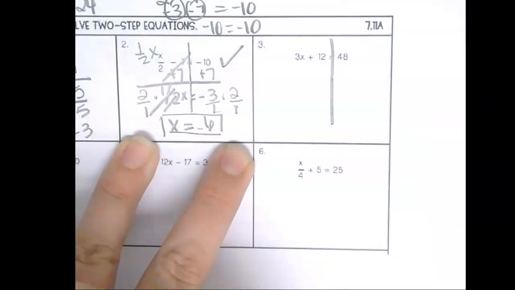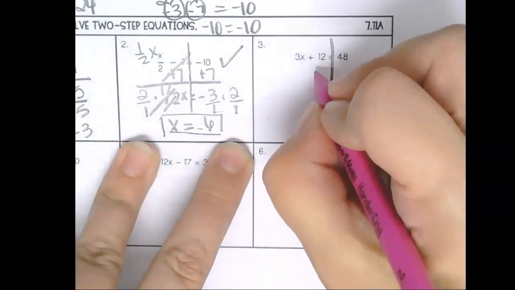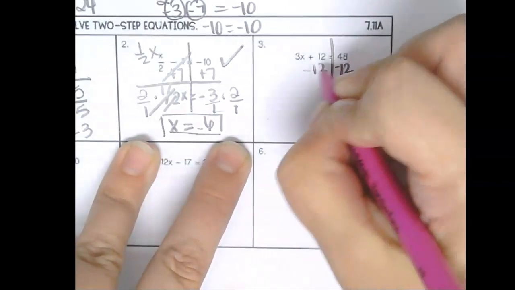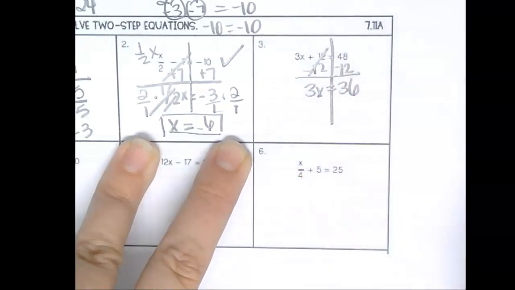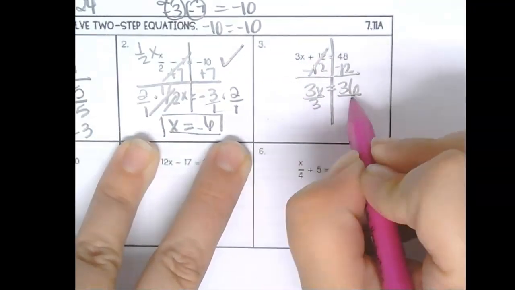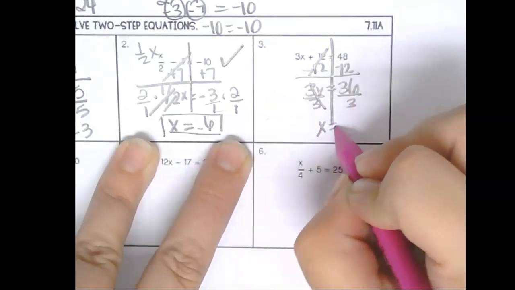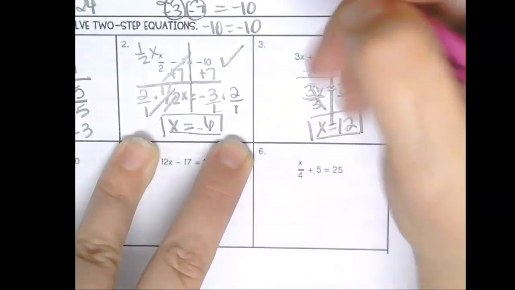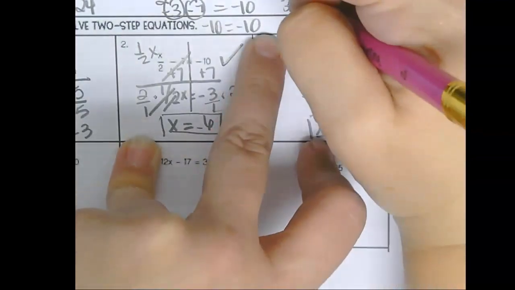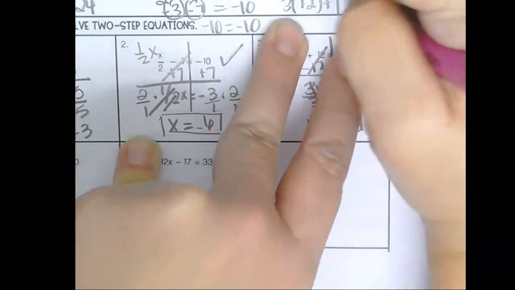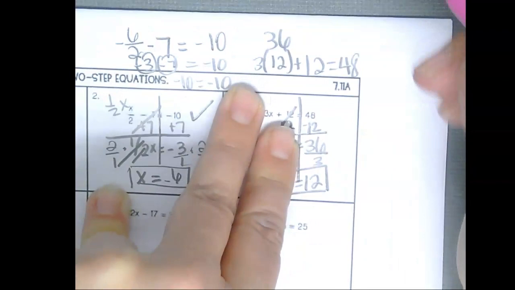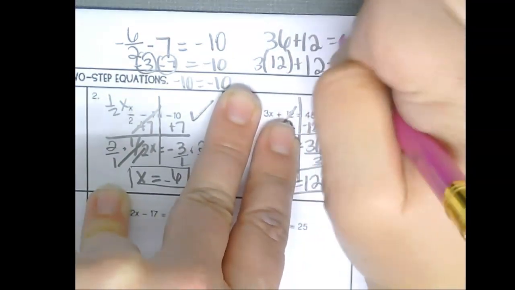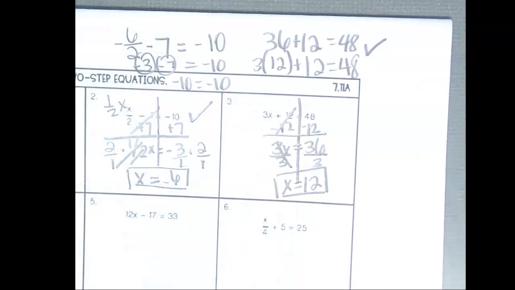We'll see what happens. So we have 3x plus 12 is equal to 48. I'm going to create that zero pair with -12. 3x is equal to 36. Divide both sides by 3. X is equal to 12. Plug 12 back into my equation. 3 times 12 plus 12 is equal to 48. 3 times 12 is 36. Oops, sorry. Plus 12 is equal to 48. That is true, and my equation is balanced.